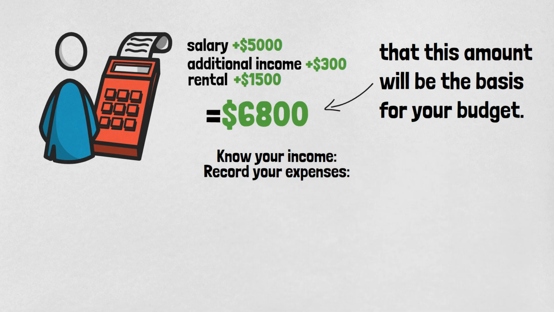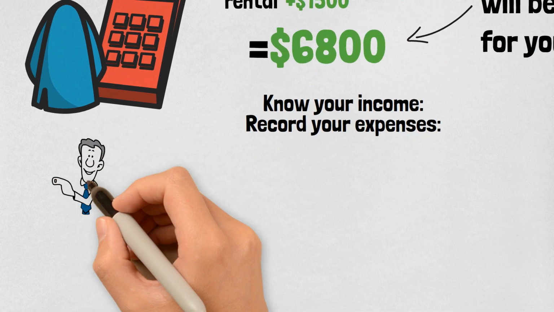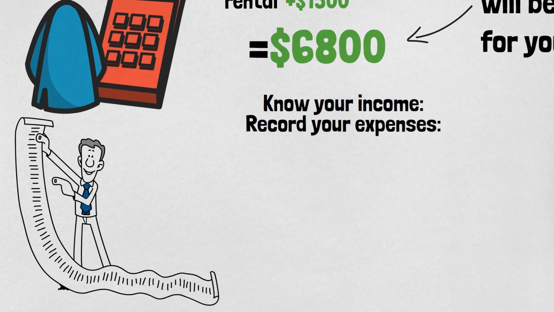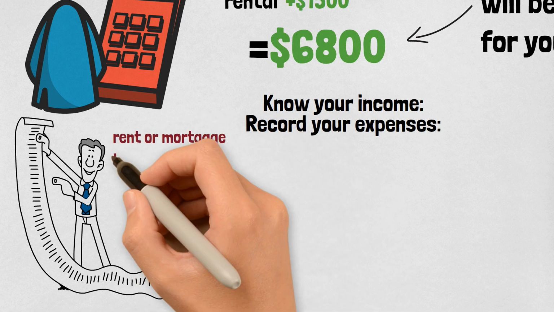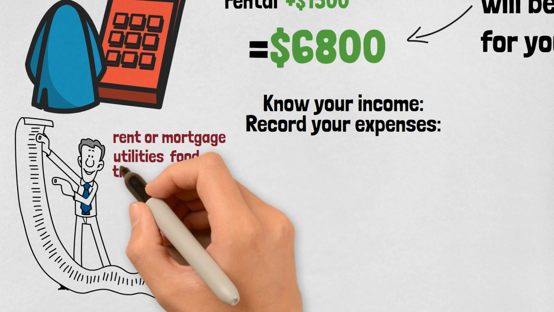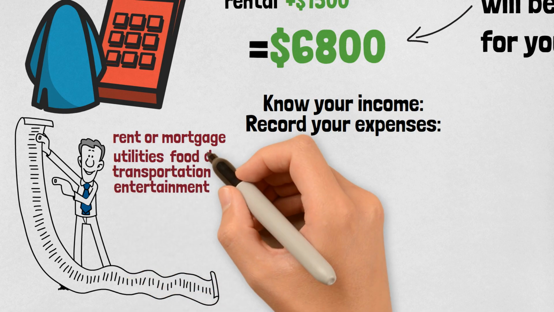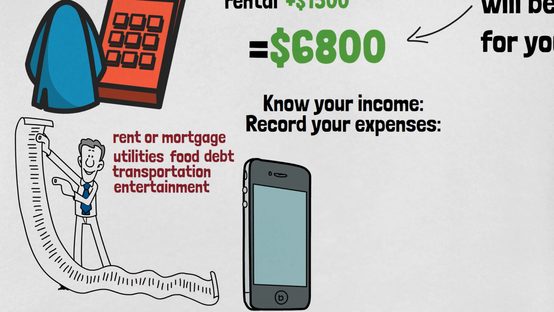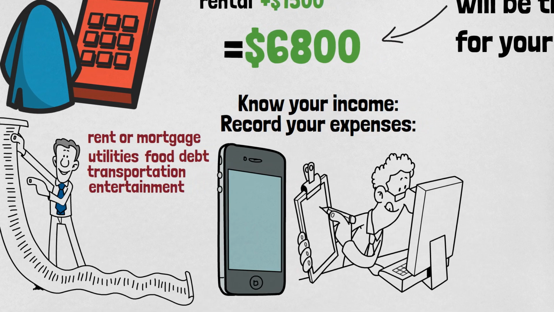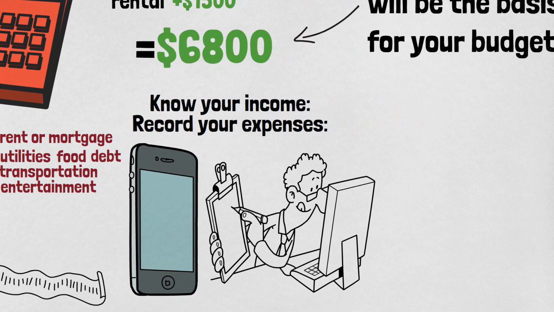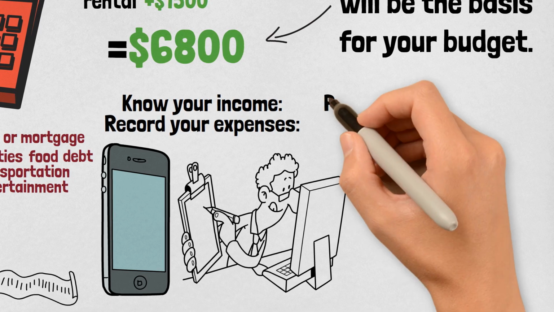Record your expenses. Make a list of all your monthly expenses, both fixed and variable. Include expenses such as rent or mortgage, utilities, food, transportation, entertainment, debt, etc. Use tools such as mobile apps or spreadsheets to record and categorize your expenses. This will help you have a clear view of how your money is distributed.